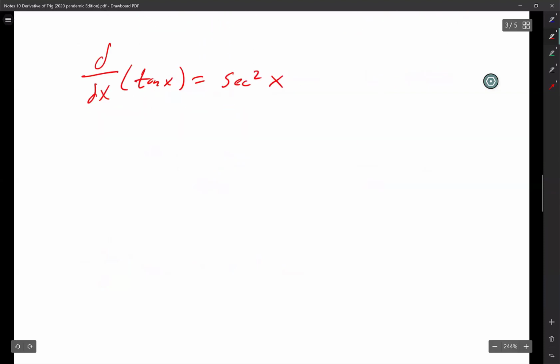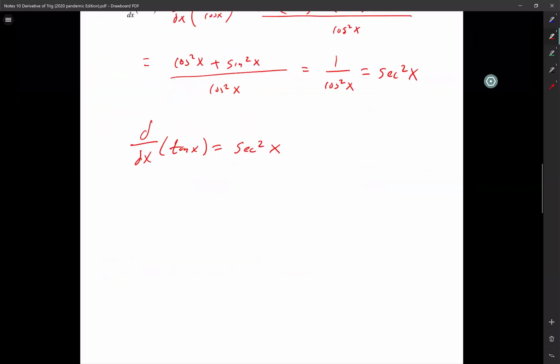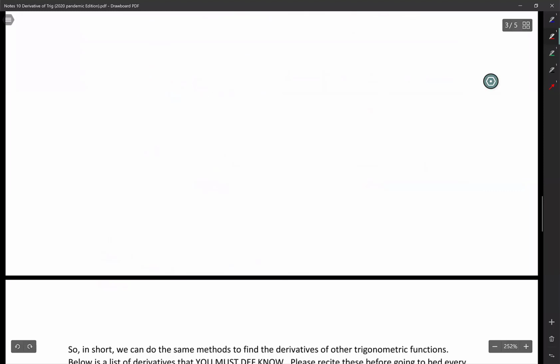All right. I don't know why I put so much space. I could have probably put another problem down there.